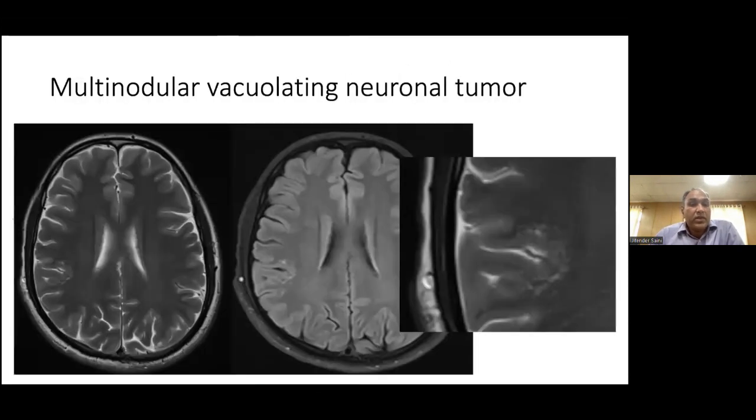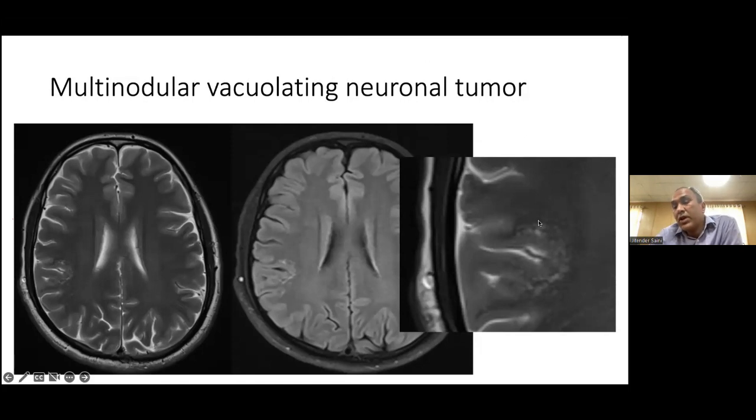So this is another condition which we must know. This is a multinodular vacuolating neuronal tumor. It's a recently described entity. These are touch-me-not lesions because nothing needs to be done. They are usually asymptomatic. So if you see this kind of lesions, small cyst-like lesions present around the depth of a sulcus, think about MVNT.